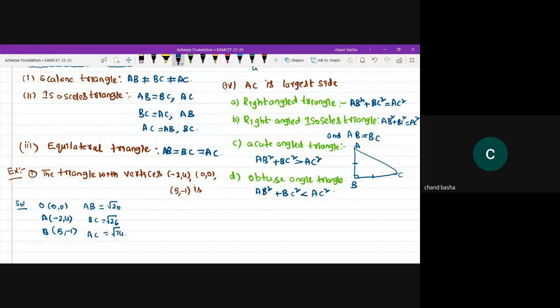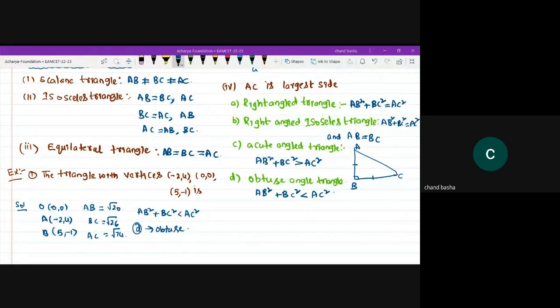Let's have the comparison. Clearly, what I can say, AB square plus BC square is less than AC square. If it is less than AC square, let's see which one of the following. That is by point number D. D says what? It is an obtuse angle triangle. Obtuse. Good job, guys.